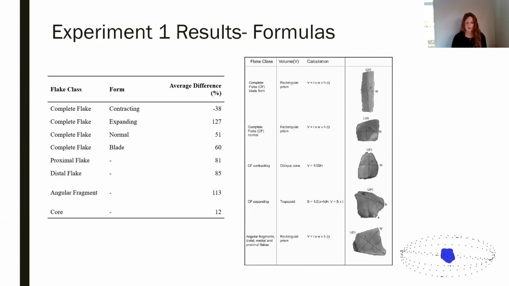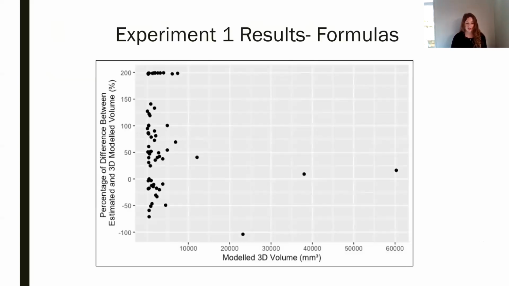While formulas tend to overestimate volume, there is one category that tends to underestimate flake volume. The complete flake class with contracting form tends to underestimate flake volume by 38% of the modelled volume. And so when this comes to the volume ratio, this isn't ideal when you want an accurate total assemblage volume. This figure shows the relationship between flake volume and the percentage of average difference between volume calculated using photogrammetry and volume calculated using mathematical formulas. As the figure shows, when plotted, the difference is highly variable, particularly for smaller flakes. Differences in volume estimations have implications for the calculation of the volume ratio.